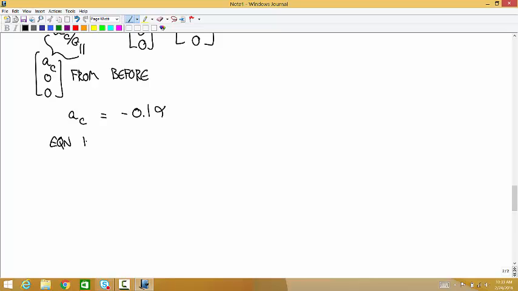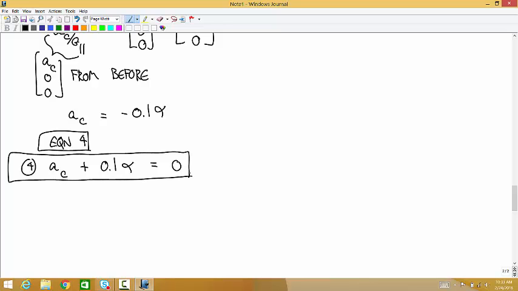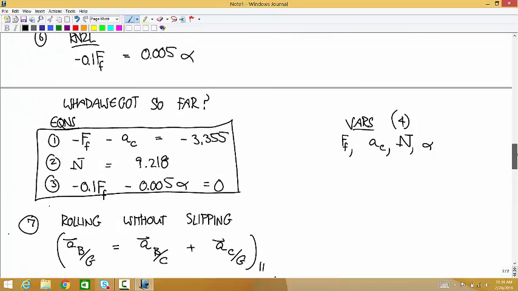or equation 4, AC plus 0.1 alpha is equal to 0. Any questions about that step? So really, the tricky part about that step is the kinematic rolling without slipping. It's the stuff that you've already done before. And so now we have 4 equations for 4 unknowns.